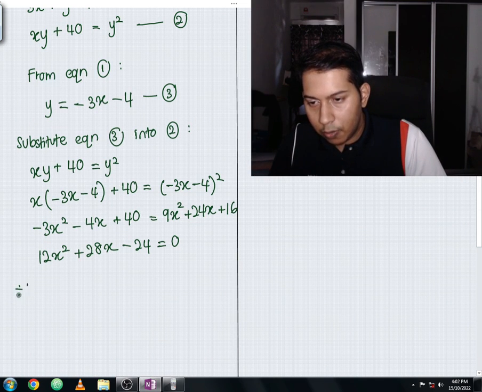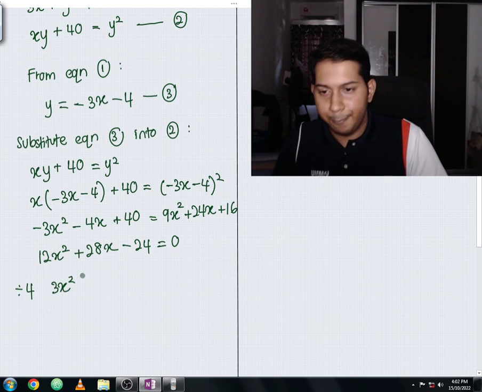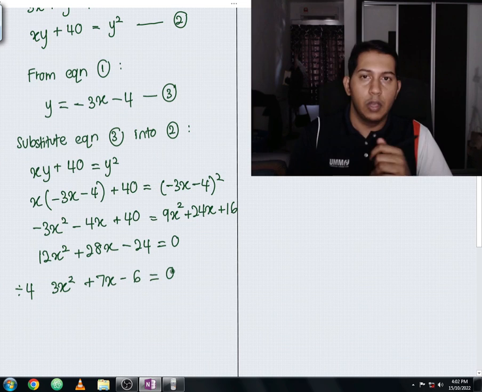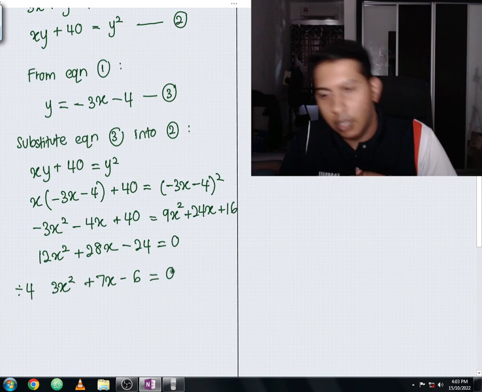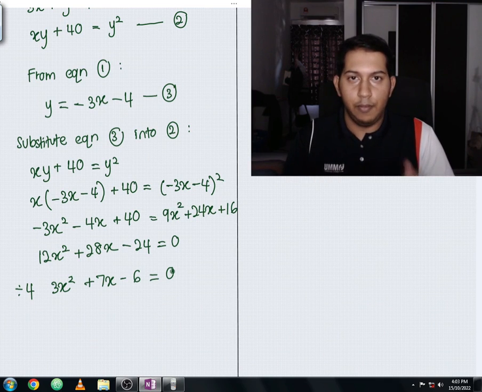When you divide the whole quadratic equation by 4, from here you get 3x square plus 7x minus 6 equals to 0. Okay, can we factorize it further again? I don't think we are able to factorize it anymore, so we can proceed with the factorization.